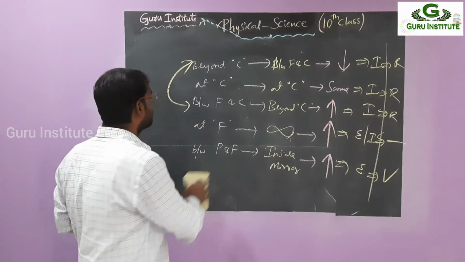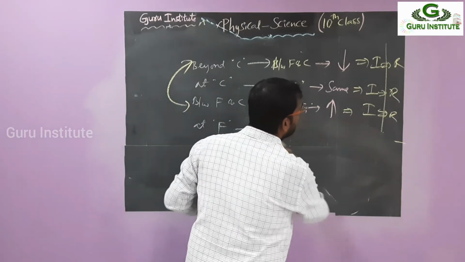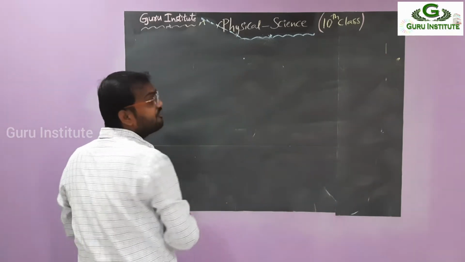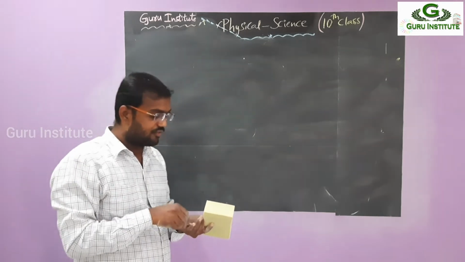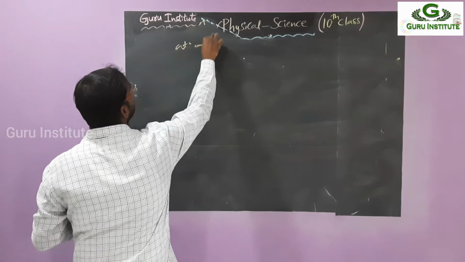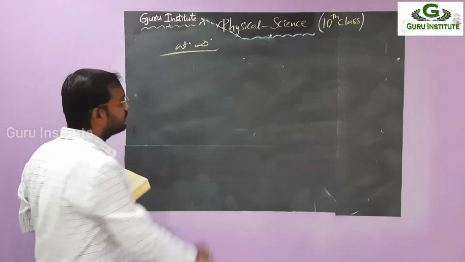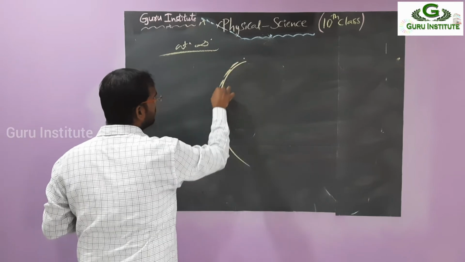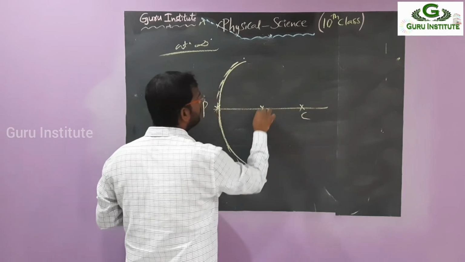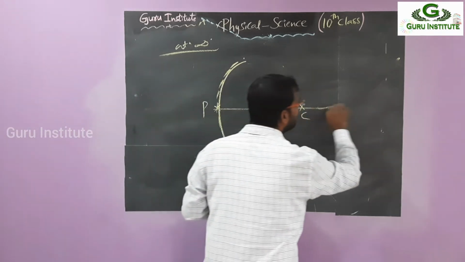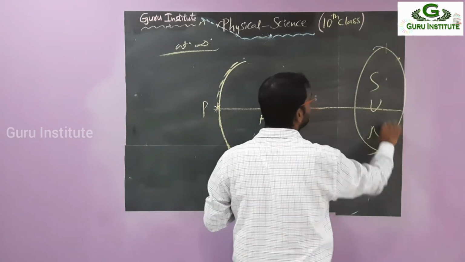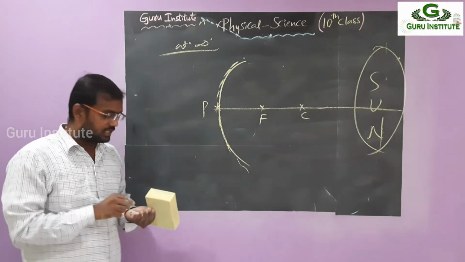Next, along with this one, we have to see the last case. Object is at infinity. All cases, object is at infinity. This is already a general case, but we don't know the name. Object is at infinity. So this is the pole. This is the center of curvature. This is the focus. Object is at infinity. What is an infinite object? Sun. We saw this in the starting videos, in the basic classes. So that is the sun. Object at infinity means sun.